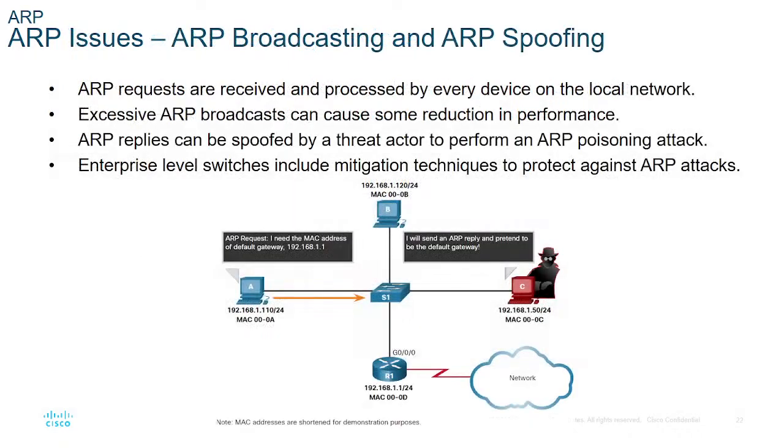So ARP requests are received and processed by every device on the network. Why? Because any message that is sent to and received by all devices is called a broadcast. Now, excessive ARP broadcasts can cause a reduction in performance because they create congestion, and there's also a very big risk with ARP as a protocol, because ARP replies can be spoofed by a threat actor to perform what is called an ARP poisoning attack. However, enterprise-level switches include mitigation techniques that protect against ARP attacks.